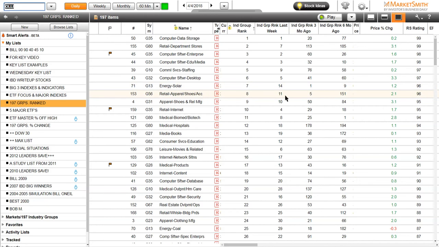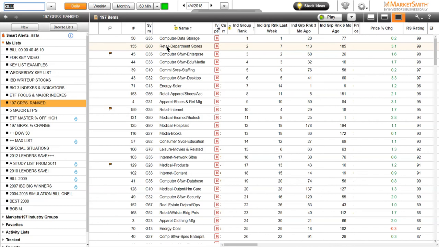Retail apparel shoes fell, but then moved up to 11 and increased in rank this week. Apparel shoes, isn't that interesting? Retail apparel shoes strong. You've got a couple of groups in the top 10 that are strong. Retail internet, look at this, folks. This is how we connect the dots. Retail department stores, retail apparel shoes, retail internet. Four out of the top 10 groups are retail related.